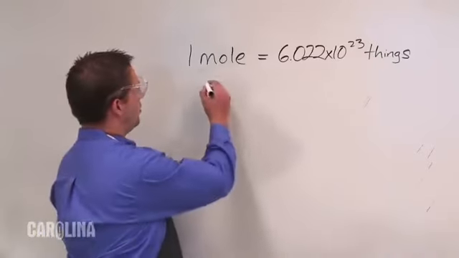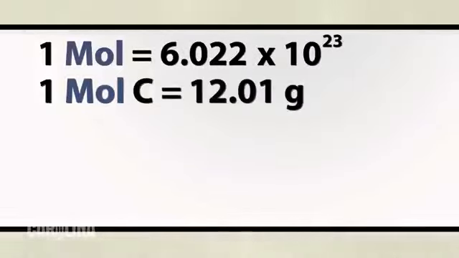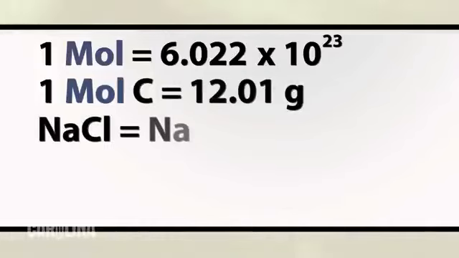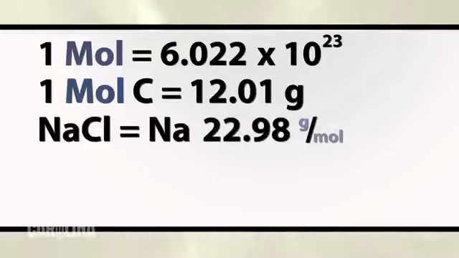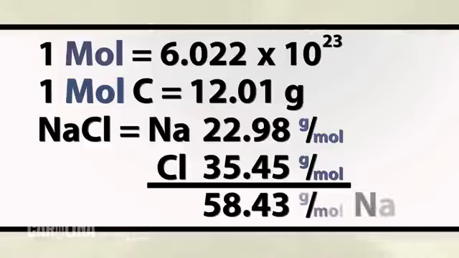The periodic table uses molar counting as a means of converting to a more experimental term of mass. For example, 1 mole of carbon atoms has a mass of 12.01 grams. In a compound such as sodium chloride, it's made up of 1 mole of sodium atoms with a mass of 22.98 grams per mole, along with 1 mole of chlorine atoms with a mass of 35.45 grams per mole, giving us a total of 58.43 grams per mole of sodium chloride.